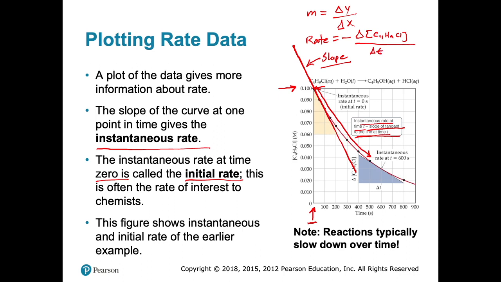I want you to also notice that this term is negative right here. It's definitely negative, and the reason is that we're losing reactants over time. If you were talking about the products being made, the butanol or the HCl, then it would be positive. But we're looking for the instantaneous rate of the reaction as the chlorobutane is being lost, being converted over to something else.